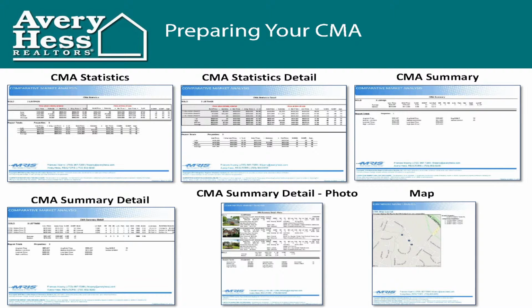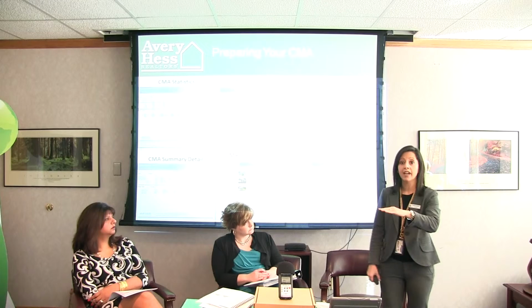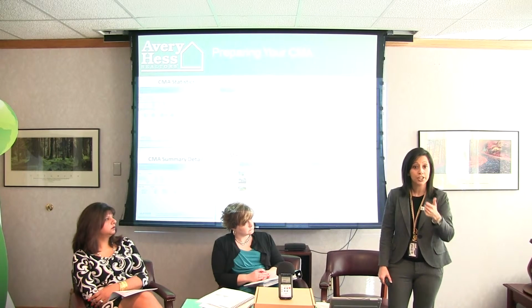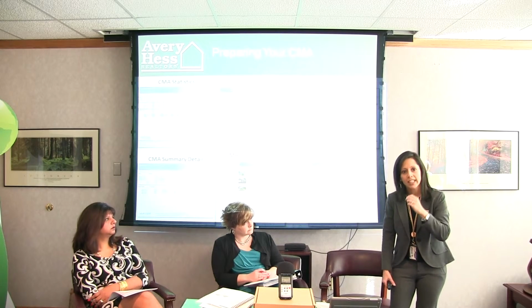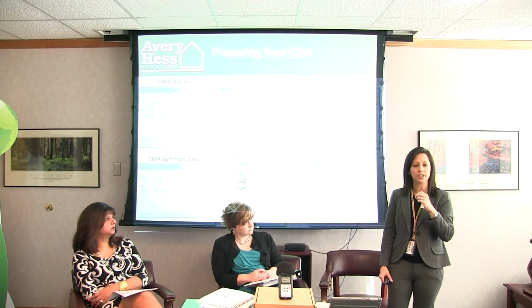I start with my CMA stats. The CMA stats show me some really good information. It shows me what the highest house comp sold for, what the lowest sold for. It gives me an average. It also gives me an average days on market. It gives me an average seller subsidy. Key point is the seller subsidy.